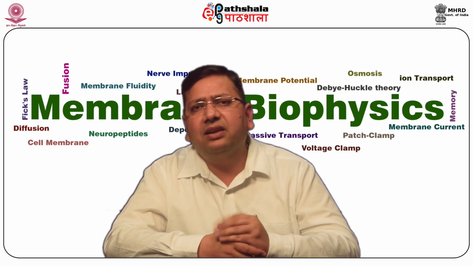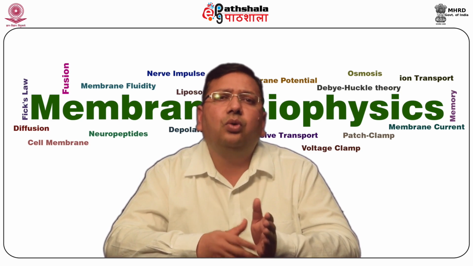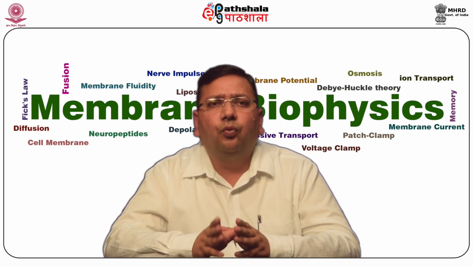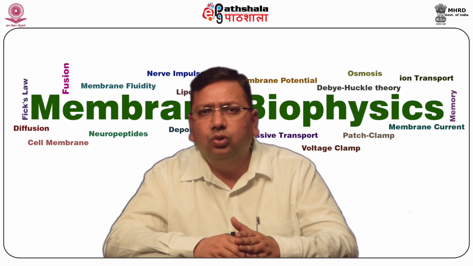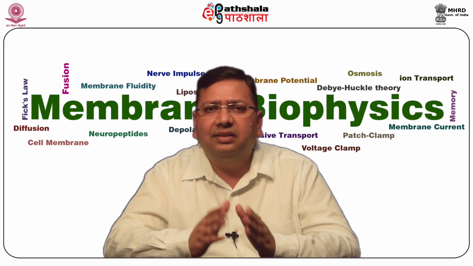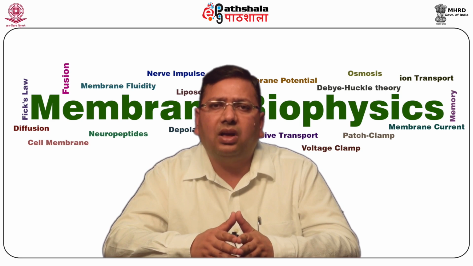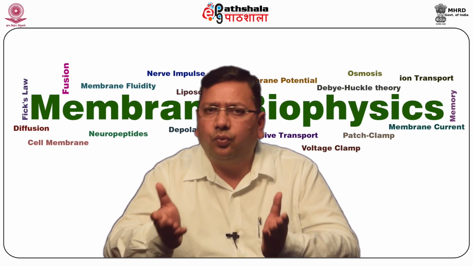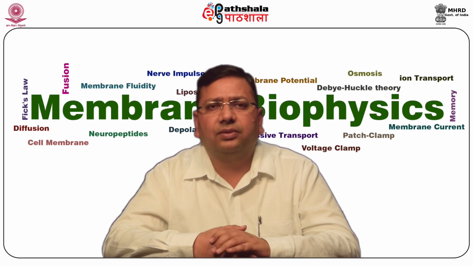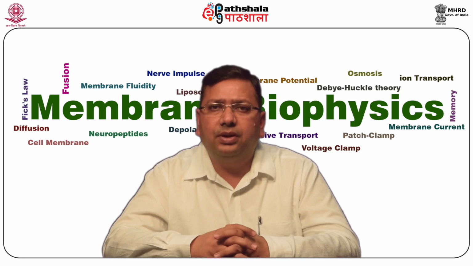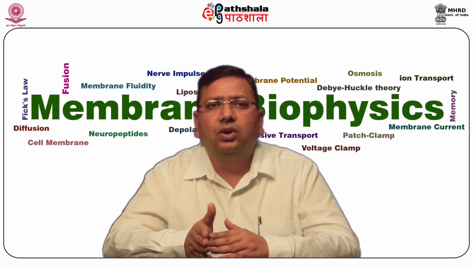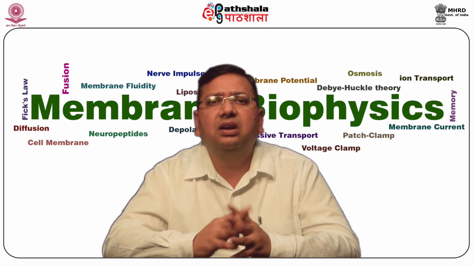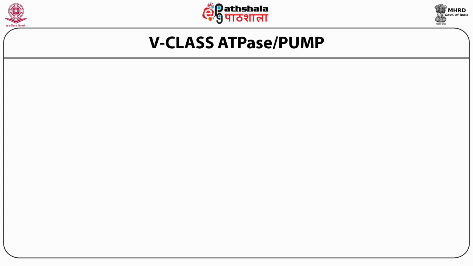Another example of P-class ATPase is the proton-potassium exchanger, which is found in the stomach and is responsible for transport of protons out of and potassium ions into the cell. These proton pumps are responsible for creating the acidic environment of the stomach and cause acid reflux. Proton pump inhibitors are prescribed to patients with ulcer or acid reflux to help reduce the acidity of their gut. Now, coming towards a different kind of pump or ATPase that we call the V-class ATPase.